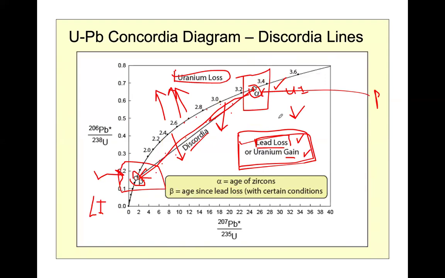Okay. You see here, lead loss or uranium gain are the possibilities that make your points lie below the Concordia. If it is above the Concordia, in most cases there has been some uranium loss, some metasomatic effect or something that may have happened there, which is called the uranium loss. Okay, right.